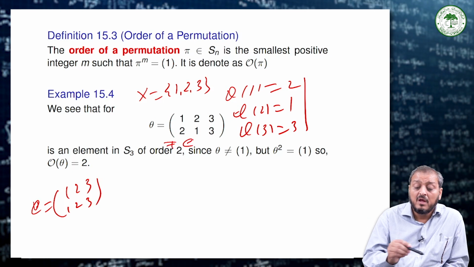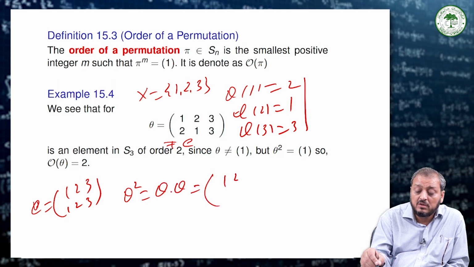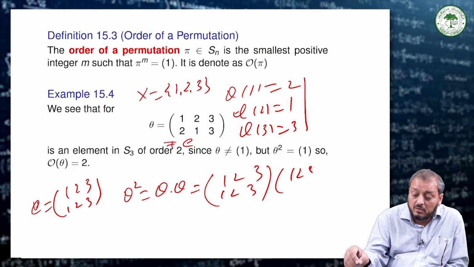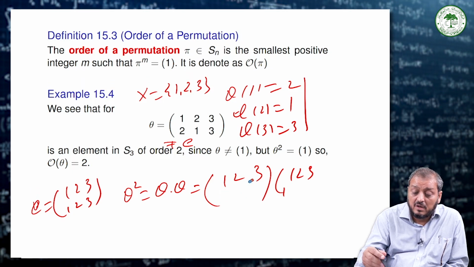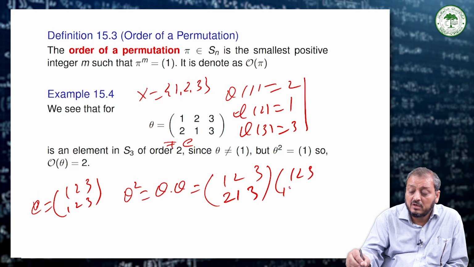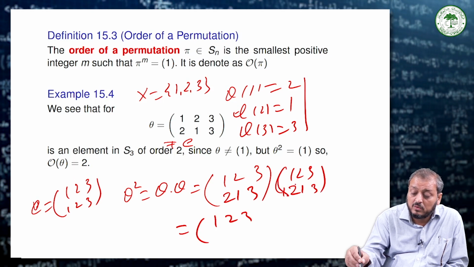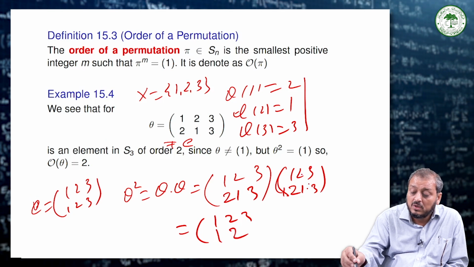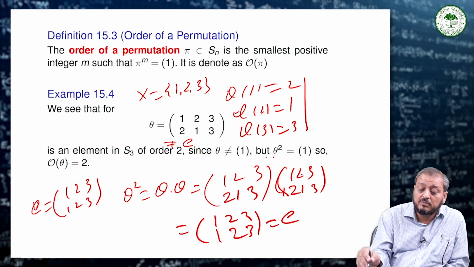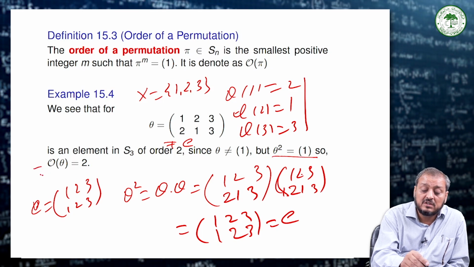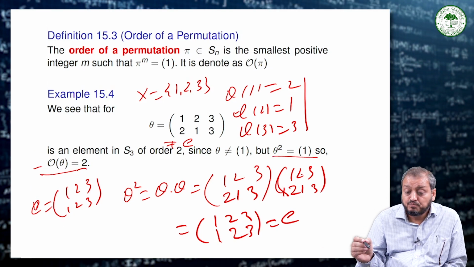So we find theta square, which is theta composed with theta. We have 1, 2, 3 to 2, 1, 3, and again 2, 1, 3. Now we take the composition: 1 goes to 2 and 2 goes to 1, 2 goes to 1 and 1 goes to 2, 3 goes to 3, and this is clearly the identity. So theta is not equal to the identity, but theta square is equal to the identity. So the order of theta is equal to 2, clearly.